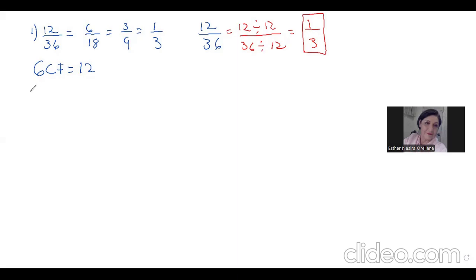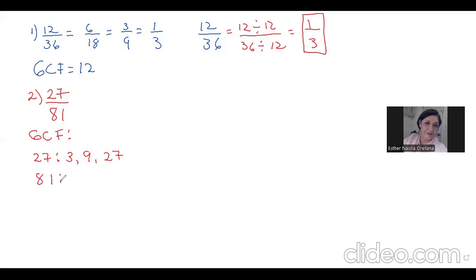Let's do another example. Example number 2. If I have 27 over 81, we can find the greatest common factor. Let's find the greatest common factor of these two numbers. 27 has factors divisible by 3, right? Divisible by 9 in the table of 9, and 27 is divisible by 27 also.